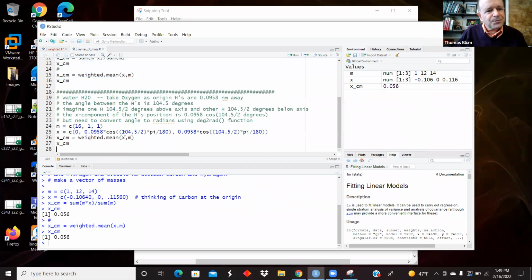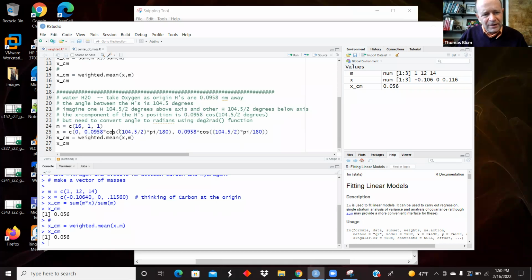so here we go. So the masses, taking oxygen to be 16 and hydrogen to be 1. The little c here is the concatenate for R, so to set up a vector. So here's my mass vector, 16, 1, 1, close enough. And then this is my horizontal positions. I took my oxygen to be at the origin, 0. Here is that value for d, 0.0958, and that's in, I think, nanometers.